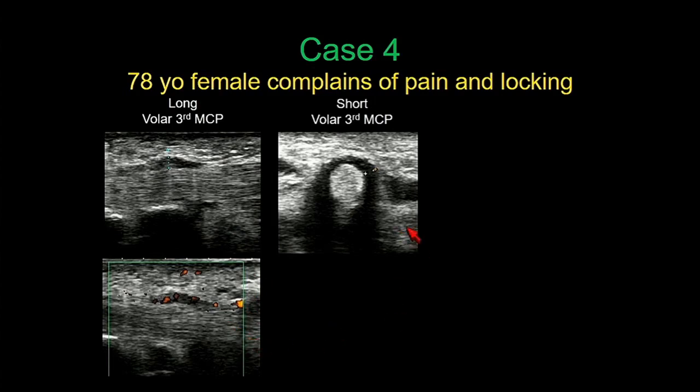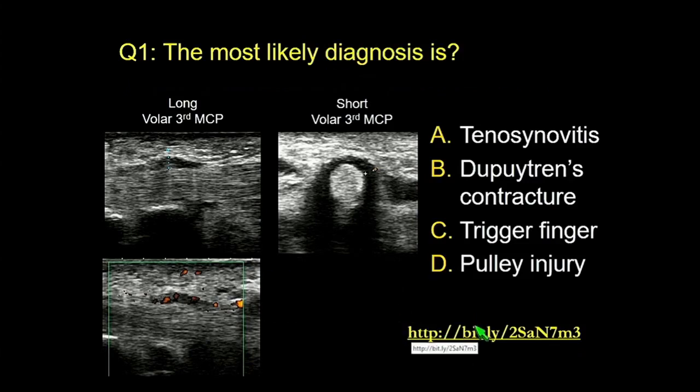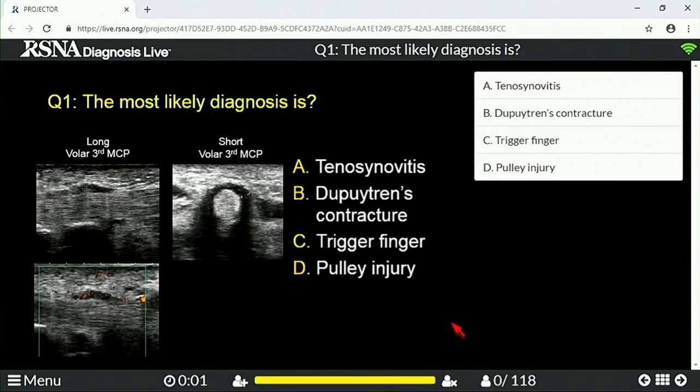And turn transverse in the same region. Here, this is a short axis ultrasound image of the same tendon at the level of the third MCP. I have a video loop to show you as well. Okay, so the most likely diagnosis is tenosynovitis, Dupuytren's contracture, trigger finger, or a pulley injury.